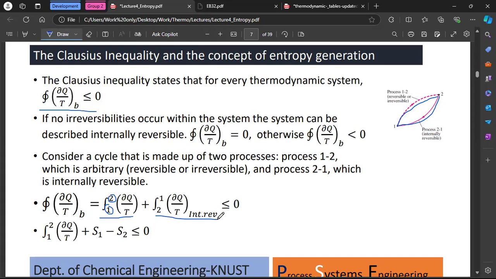Since we are considering just the state of the system, at point 2, I can find the entropy of the system at that point. At point 1, I can find the entropy of the system at that point. And if I do the integration from point 2 to point 1, I'm just going to end up with S1 minus S2 at the end of the day. Please, is that okay? So it means that for this whole expression, the part that is internally reversible, I'll replace it with S1 minus S2. And that whole expression should still be less than or equal to 0, starting from what we spoke about over here. Is that fine?